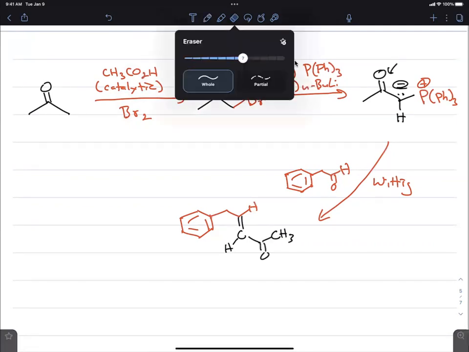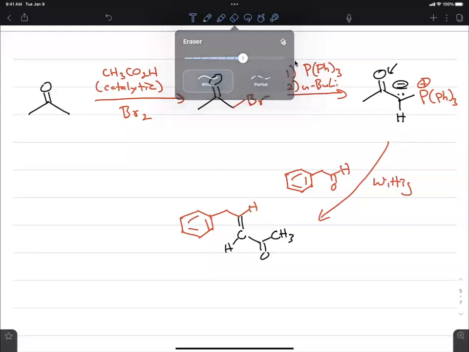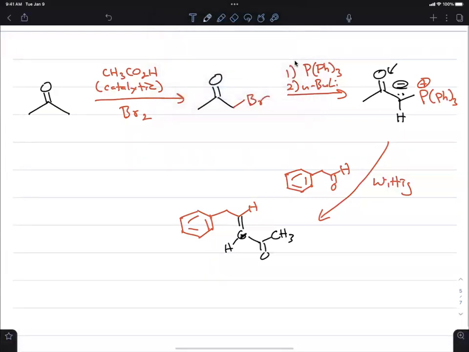I'll go ahead and make this a little bit cleaner. Get rid of that C. This will look a lot better in a second. Here we go. That gives me the E product. And you can see we've made a very complicated molecule from pretty simple starting materials.